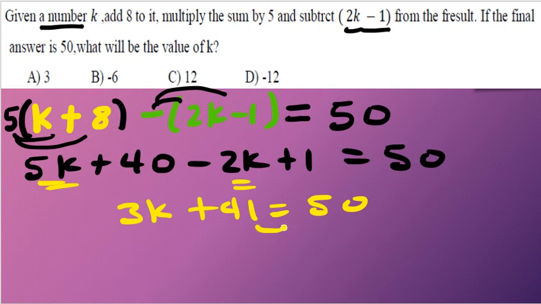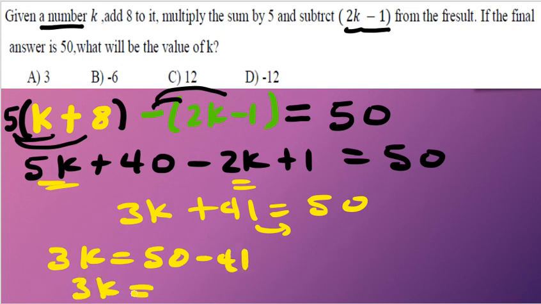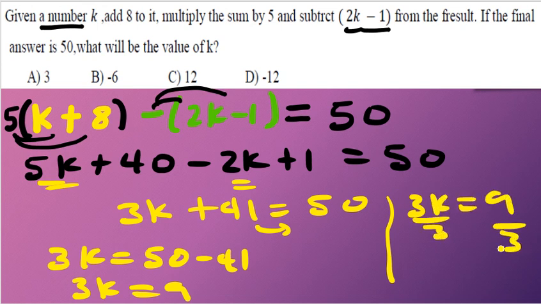Then the 41 will be shifted to the other side. So what do we have? 3k is equal to 50 minus 41. That means 3k is equal to 9, the difference. So 3k, if it is equal to 9, if I divide by 3 both sides, the k value is going to be 3. So the answer will be A.